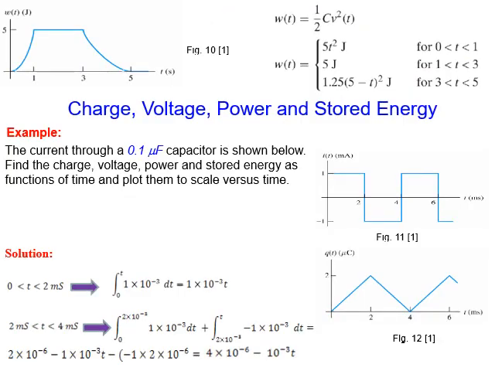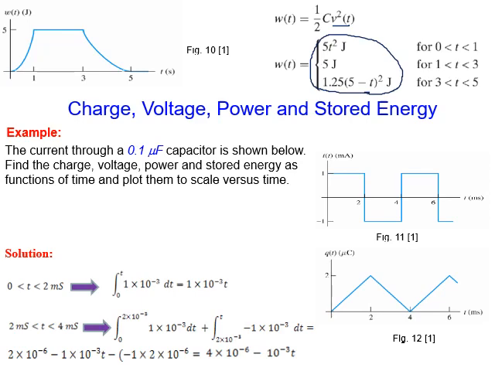Now energy is the last part, which is W equals 1 over 2 CV squared. We have the voltage, just square it, multiply by C, divide by 2, you got the energy in joules. Now let's take an example: charge, voltage, power, and stored energy.